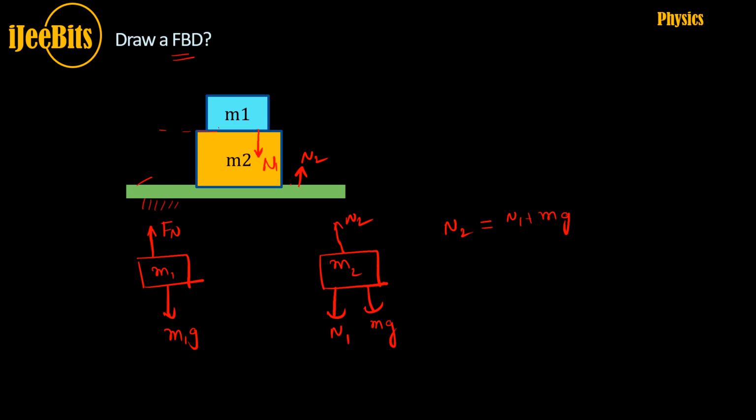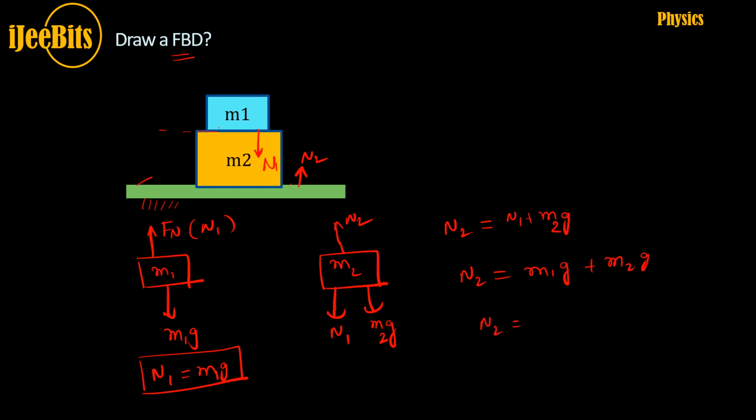But what about here? Fn is also called n1 for simplicity, right? So now n1 equals m1g in the first case. Now in the second case, n2 equals n1 plus m2g, so m1g plus m2g. So n2 would be (m1 plus m2) times g. This is the n2. Are you clear?